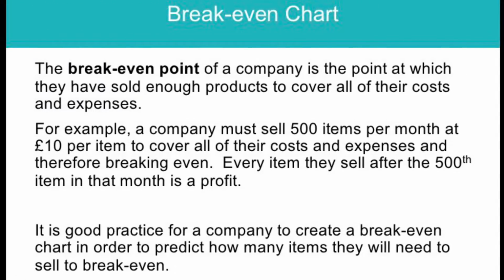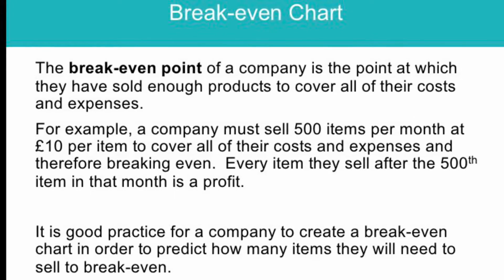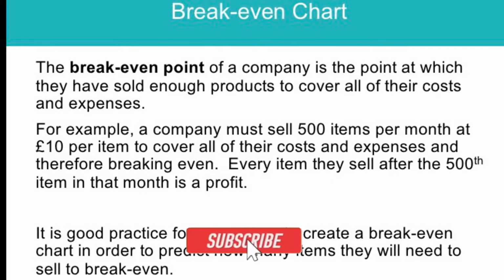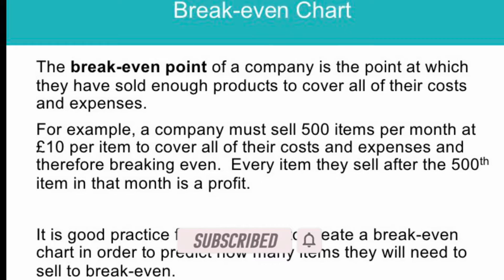In this video, we're going to have a look at the different types of financial documents. Number 1, break-even chart. The break-even point of a company is the point at which they have sold enough products to cover all of their costs and expenses. Usually, a startup business will have the main aim of breaking even.